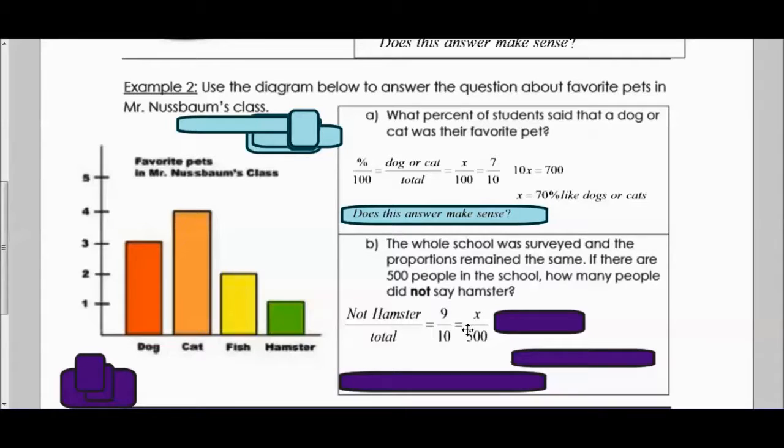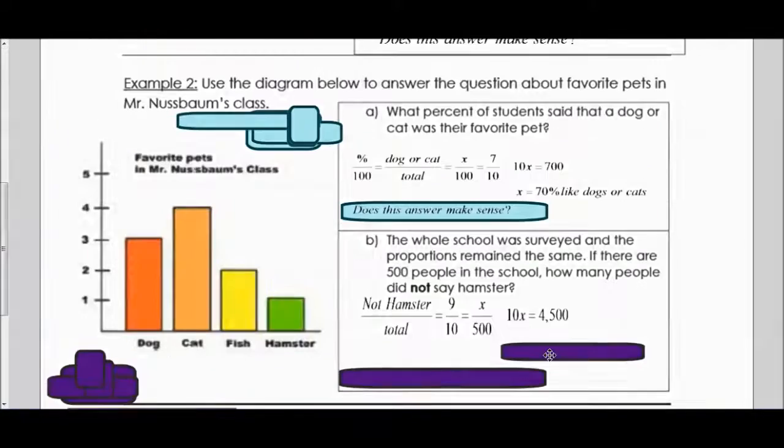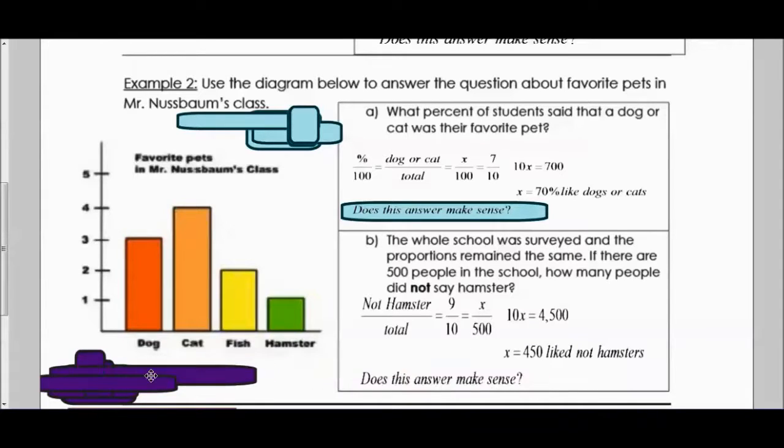You cross multiply, and we get 10x equals 4,500. And we divide by 10, and we find that 450 people liked not hamsters, other things other than hamsters. And again, that should make sense. That's most of this 500. There's just the 50 people left that do actually like hamsters. So that makes sense.